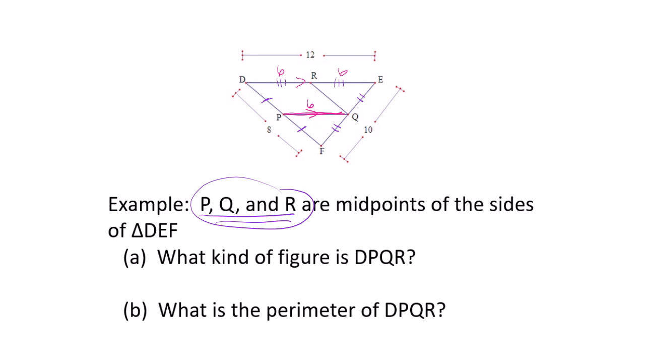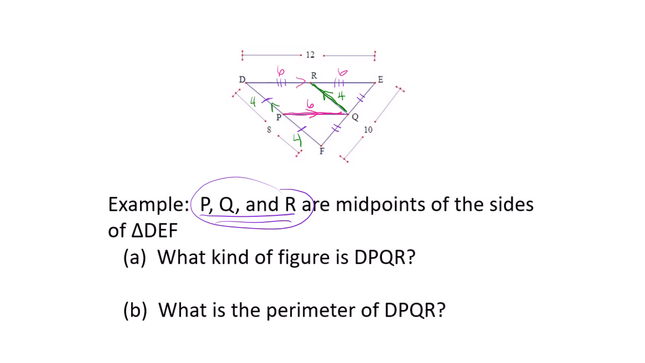Next, let's look at RQ. RQ is another midsegment, and it must be parallel with the side that it's not connected to, which is DF. So RQ is parallel to DF, and it's also half of DF. Since DF is 8, RQ is going to be 4, because 8 divided by 2 is 4. And so this is also going to be 4, and this is going to be 4.